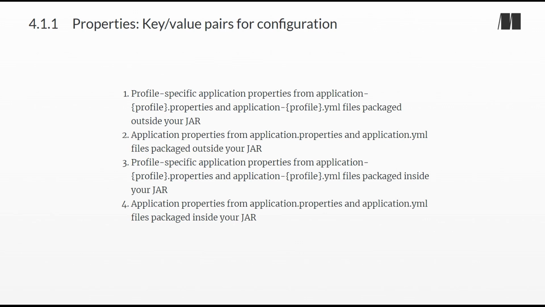Configuration data files can be further prioritized, starting with the highest priority. 1. Profile-specific application properties from application-{profile}.properties and application-{profile}.yml files packaged outside your jar. 2. Application properties from application.properties and application.yml files packaged outside your jar. 3. Profile-specific application properties from application-{profile}.properties and application-{profile}.yml files packaged inside your jar. 4. Application properties from application.properties and application.yml files packaged inside your jar.